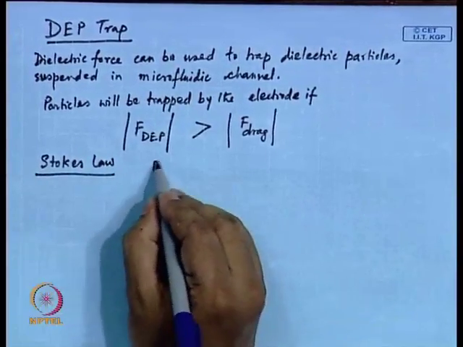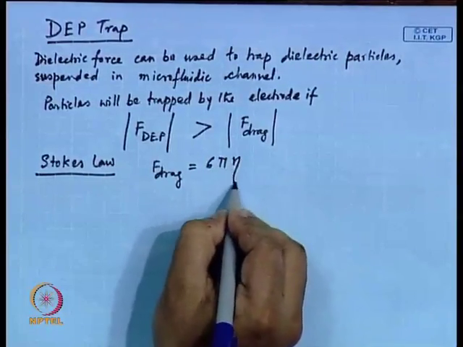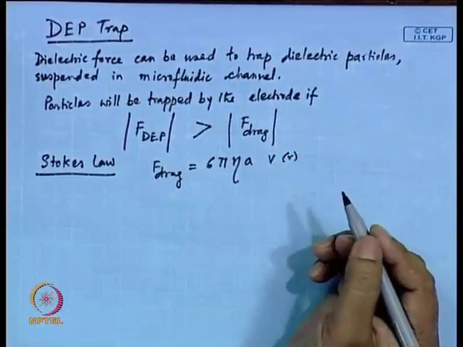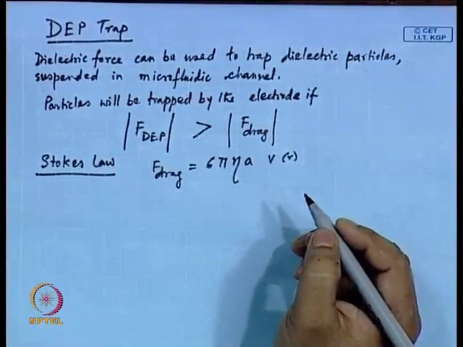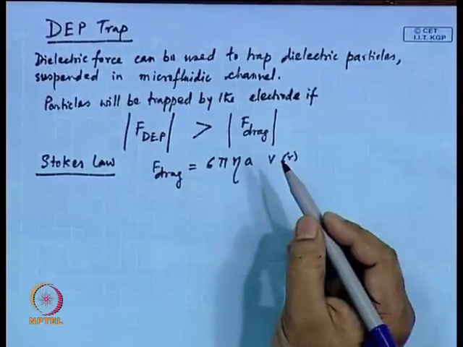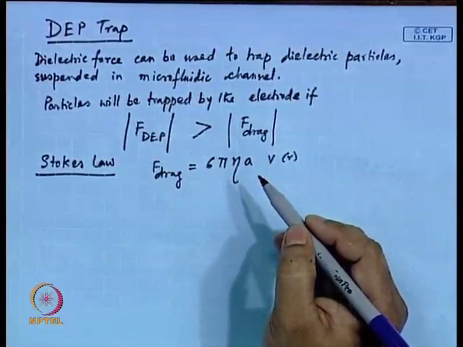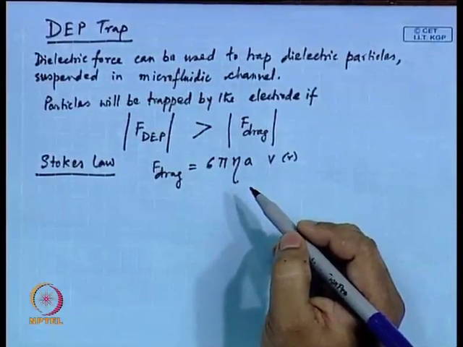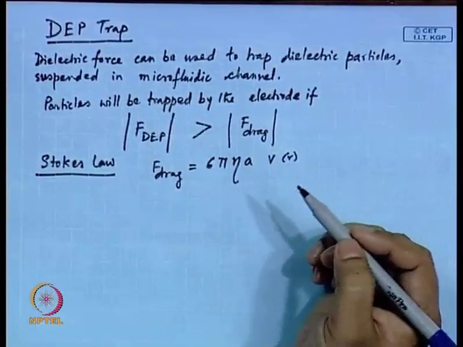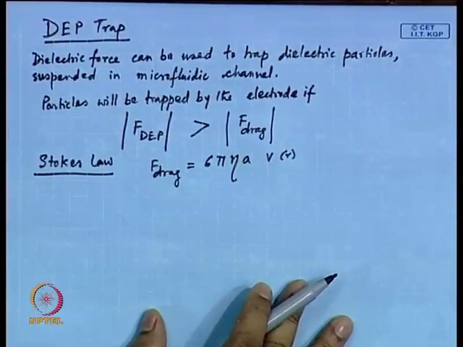F drag is equal to 6 pi eta a v, v at a position, v at r. What are these properties? 6 pi is a constant, eta is the viscosity of the fluid, a is the radius of the particle, and v is the velocity of the particle. So this is the Stokes law. This we already have talked about.